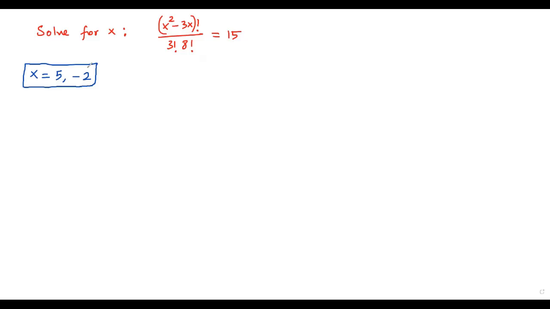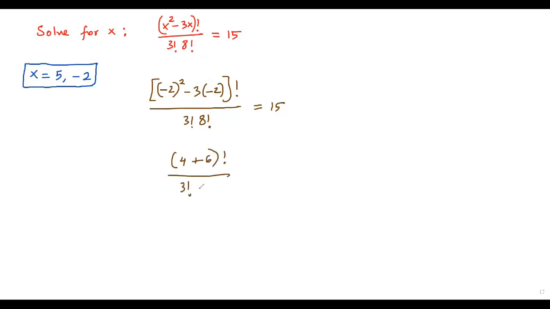I'm going to plug in x equals negative 2 into the equation. Then I'll be getting negative 2 the whole squared, minus 3 times negative 2, factorial, over 3 factorial times 8 factorial equals 15. The evaluation of negative 2 whole squared is just 4, and negative times negative becomes positive. 3 times 2 is 6, factorial, over 3 factorial times 8 factorial equals 15. So 4 plus 6 is 10, and then we get 10 factorial in the numerator, and in the denominator we have 3 factorial times 8 factorial, equal to 15.